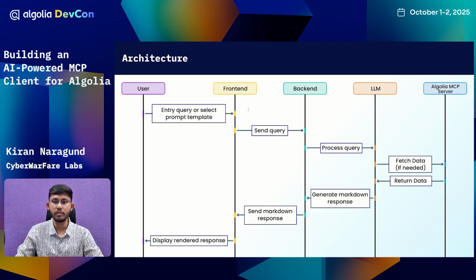It will pass to the LLM. Your LLM will actually process the query. And if there is any tool call required, it will call the Algolia MCP server and fetch the data. Based on that data, it will generate a markdown response and send it back to the front end. In the front end, we will render that response and show it to the user.